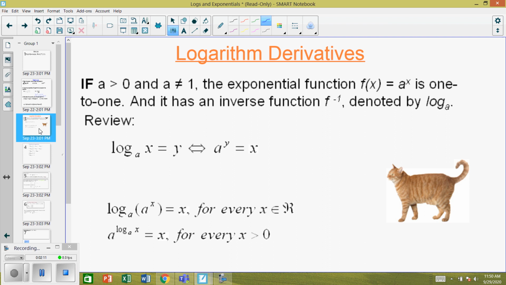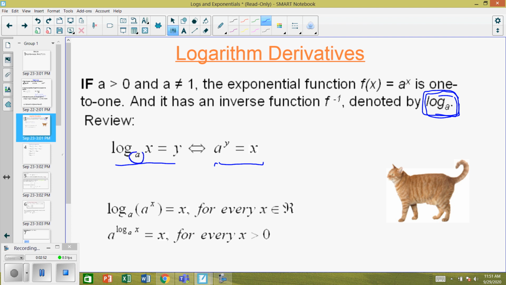And like I said, at least these first few notes are review of what logs are. So let's read through some of these, and I'm not going to write much on some of them. It says if a is greater than 0, and a does not equal 1, the exponential function a to the x is 1 to 1 and has an inverse function denoted by log. So we're going to talk about log first, and then we'll jump into exponentials. Okay. So log base a of x equals y can be rewritten as a to the y equals x.